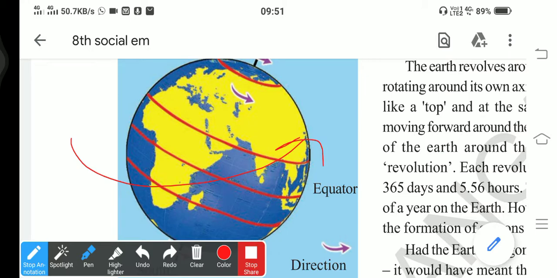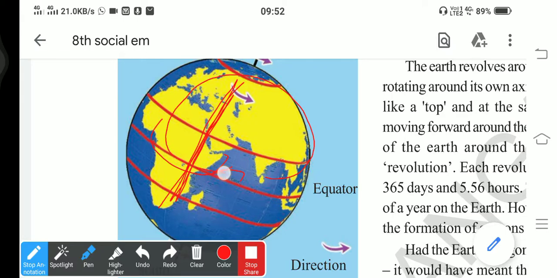So when it rotates west to east, all the places on the earth's surface move one time around its axis. This is the axis, dear students. So the South African continent is there. It moves around this axis one time. India is there. India also moves around this axis one time.